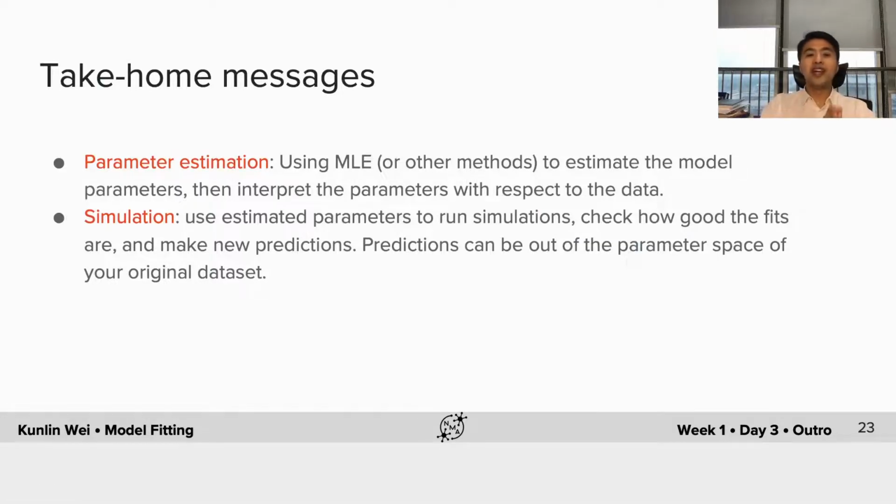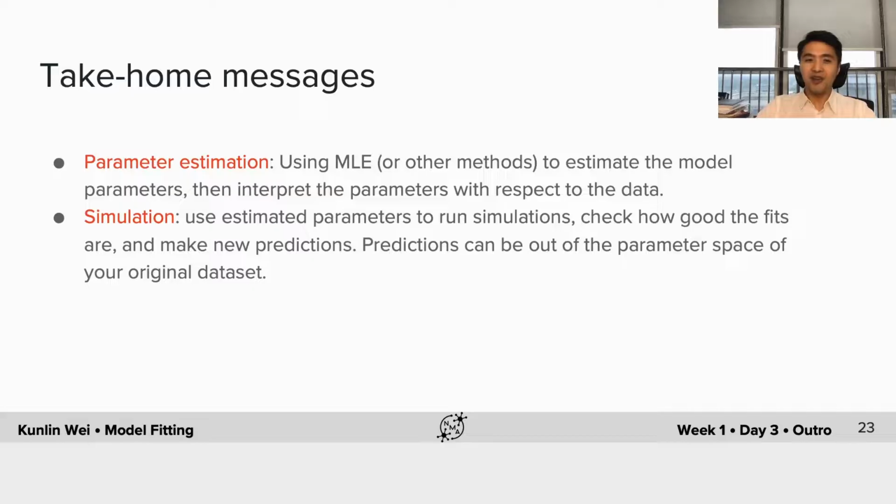So the take-home message goes like this. We construct the model, we did the model fitting, we get those model parameters by using maximum likelihood estimation. Your job is to interpret those model parameters with respect to data. See whether those model parameters make sense. This is one part of model use. And the second part is, once you have those model parameters, you can run simulations. You can make model simulations to check how good your model fits are.